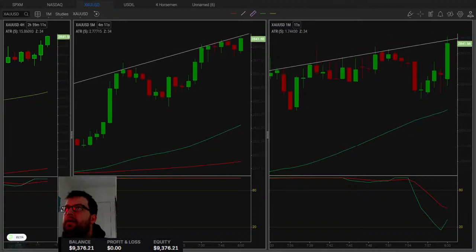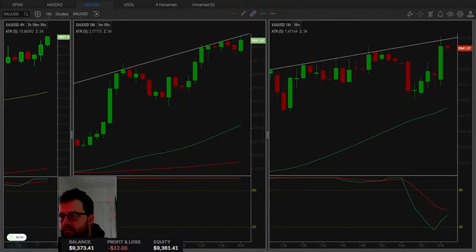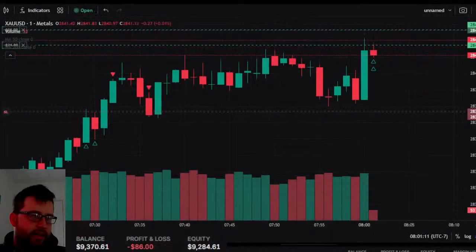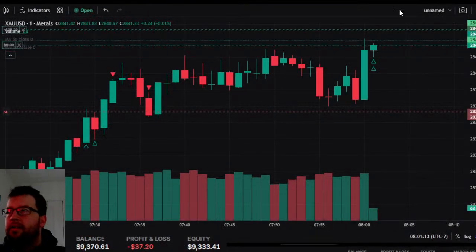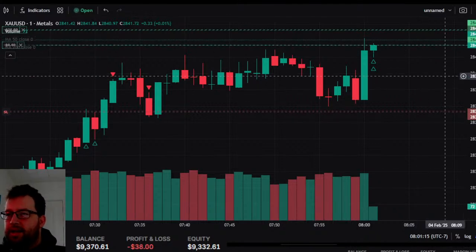Spreads are spreading out a little. Oh yeah. Holy cow. Yeah, this is why I need to figure out how to just have one position.